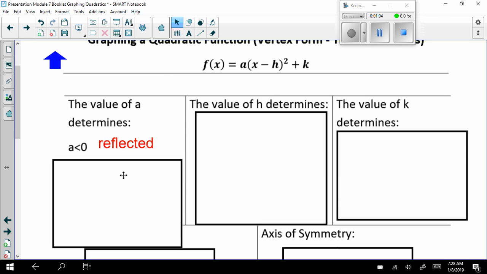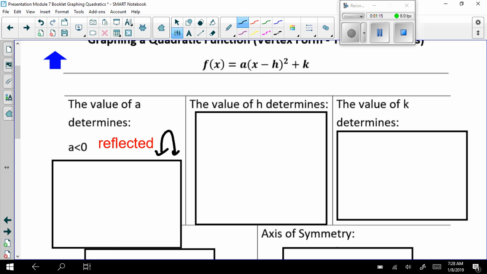So if a is less than 0, the parabola is reflected. I said flipped before, now we're going to use a more mathematical term. It's reflected, it opens down. Okay, so again, this a is less than 0, that means a is negative. So our examples would be like -2, or -1/3, or -2.5.